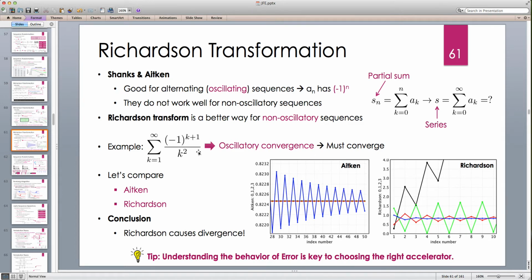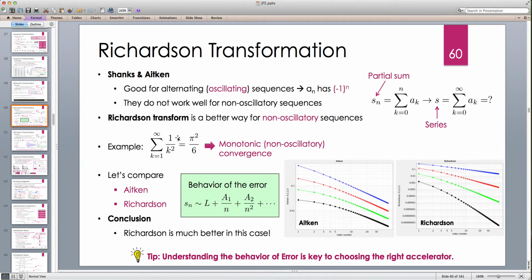But as soon as we apply a Shanks or Aitken, we see that this blue one is the original sequence, and the Aitken, the double Aitken and the triple Aitken, they pretty much converge super rapidly to the limit, which is 0.822 something 5. Okay, so when we are dealing with the series of an oscillatory sequence, we definitely use Aitken or Shanks. When we are dealing with a series of a non-oscillatory sequence, we use Richardson.